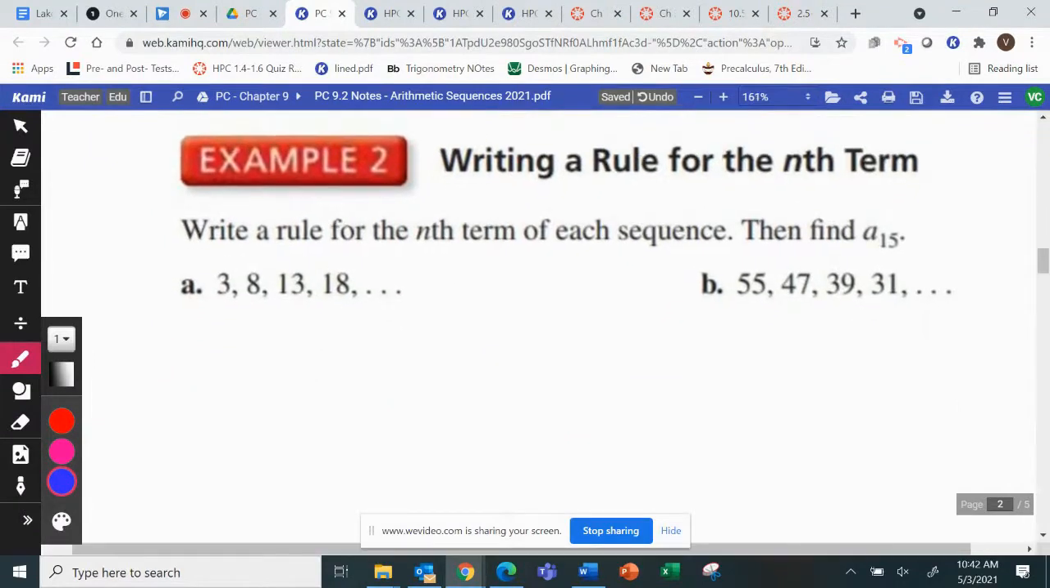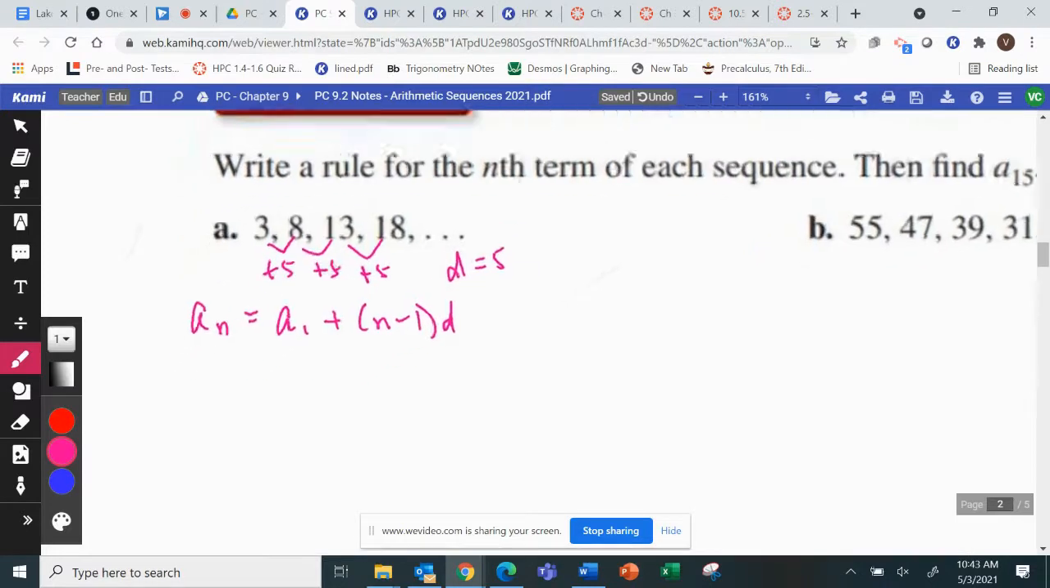Write a rule for the nth term of the sequence, then find a sub 15. So first of all, we want to find out if it's arithmetic. So we say plus 5, plus 5, plus 5, D equals 5. This is arithmetic. So my formula, until I have it memorized, I write it: a sub n equals a sub 1 plus n minus 1 times D. Until I have it memorized, I'm just going to keep writing it.